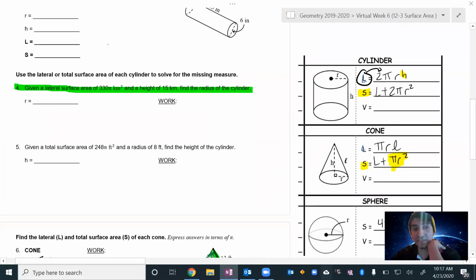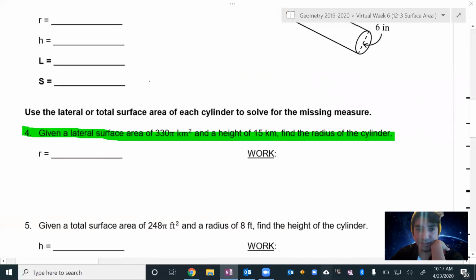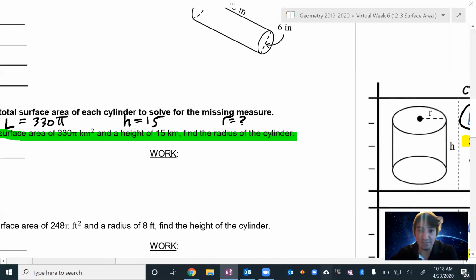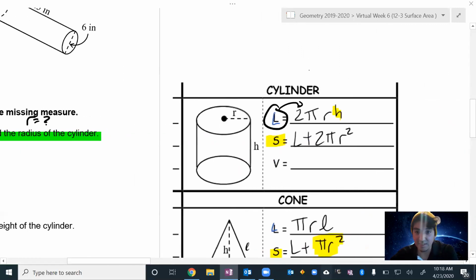Now, sometimes you're given a problem where they give you a lateral surface area of 330 pi kilometers squared, and they give you a height of 15 kilometers. Find the radius of the cylinder. So if we're trying to figure this out, I have to understand what I'm looking for. I'm looking for the radius. I have L, which is 330 pi, I have the height, which is 15, and I'm looking for the radius in this case. So I'm going to use my formulas of what I know.